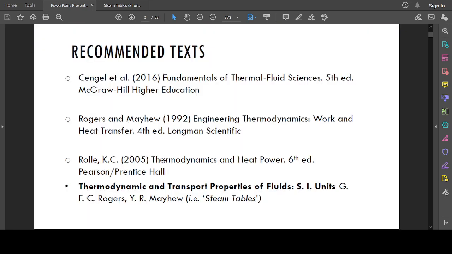So these are the textbooks which most of the work presented in this lecture were derived from, and this could also be used as a form of self-study for you as well. The last one, which is highlighted here, is the steam table, which you'll be using for most of your calculations.